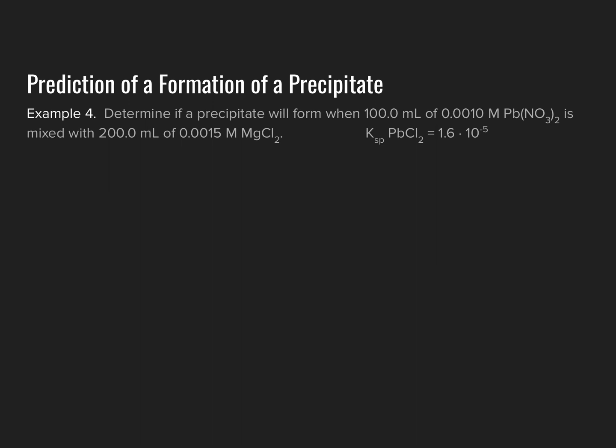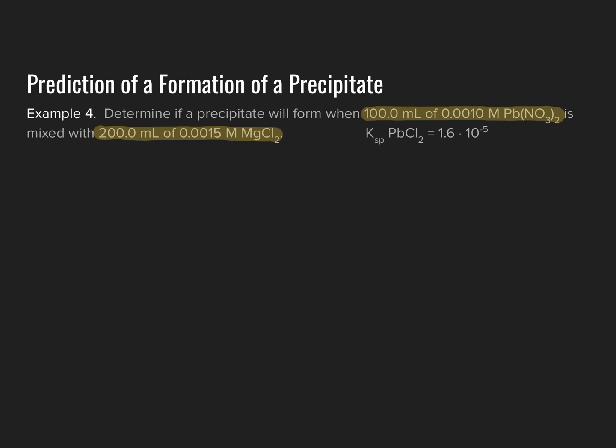All right, so we're going to take a look here at predicting whether or not a precipitate will form from a particular mixture of two solutions. The two solutions we're going to mix together in this example problem are, number one, 100 milliliters of 0.0010 molar lead 2 nitrate. And number two, the second solution, is 200 milliliters of 0.0015 molar magnesium chloride. Now, before we go into the actual calculations here, let's just make some qualitative predictions about what we actually care about in our solution first.